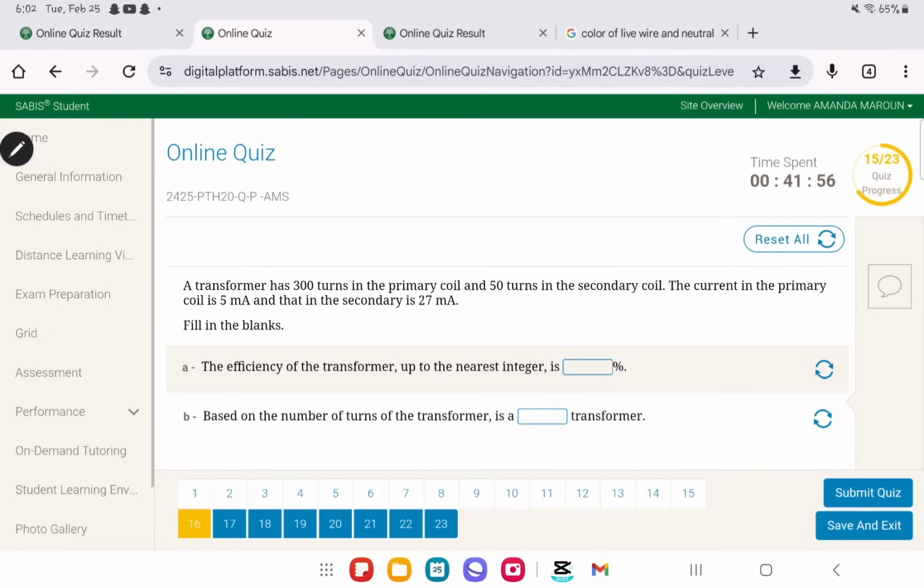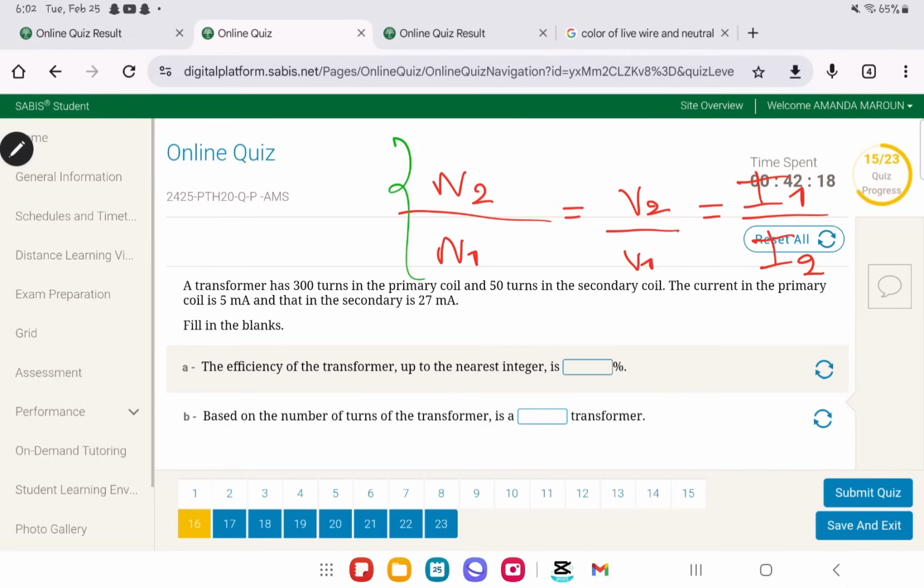Okay, what we need to know, first of all, is that the equations are N2 over N1 is equal to V2 over V1 is equal to I1 over I2. So, very simply, just keep this in mind while we are solving. A transformer has 300 turns in the primary, so N1 is equal to 300. N2 is equal to 50 turns.